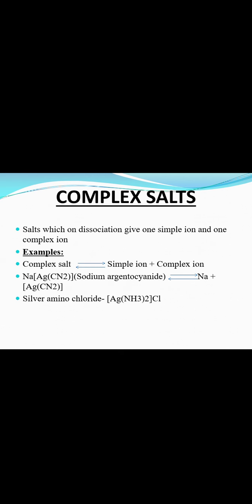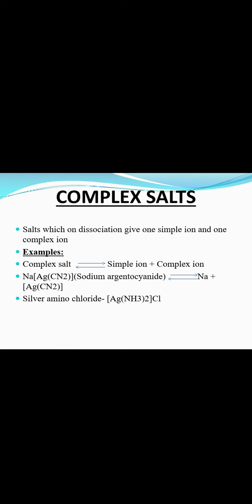Next is complex salts. The name itself says it is complex. Salts which on dissociation give one simple ion and one complex ion. When salts undergo dissociation, what do they give? They give one simple ion and one complex ion. For example, this is simple ion plus complex ion.